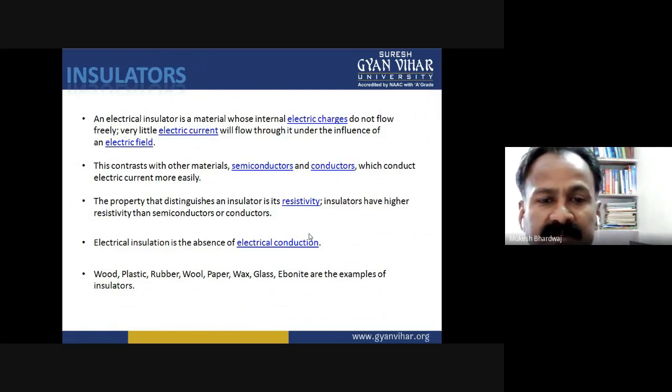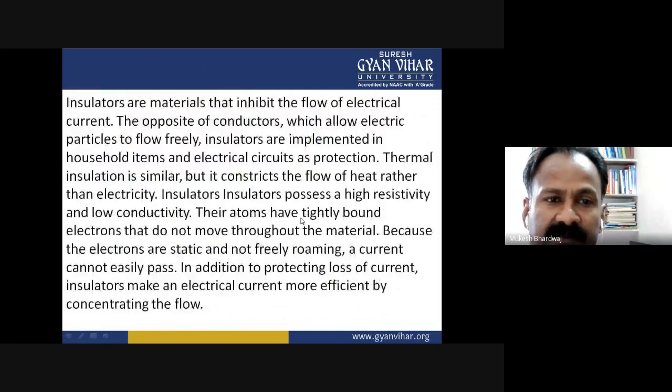Electrical insulation is the absence of electrical conduction. Wood, plastic, rubber, wool, paper, wax, glass, and ebonite are examples of insulators. Insulators are materials that inhibit the flow of electron current. The opposite of conductors, which allow electric particles to flow freely, insulators are implemented in household items and electrical circuits as protection. Thermal insulation is similar but constricts the flow of heat rather than electricity.